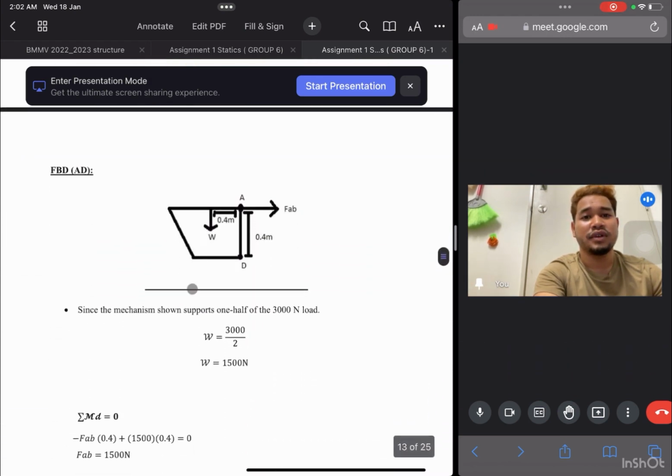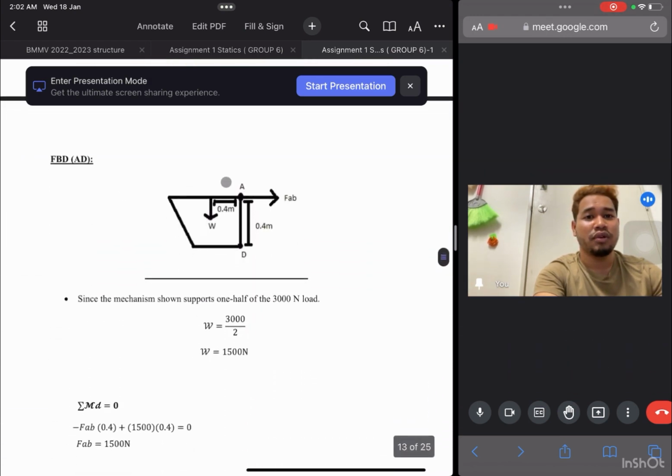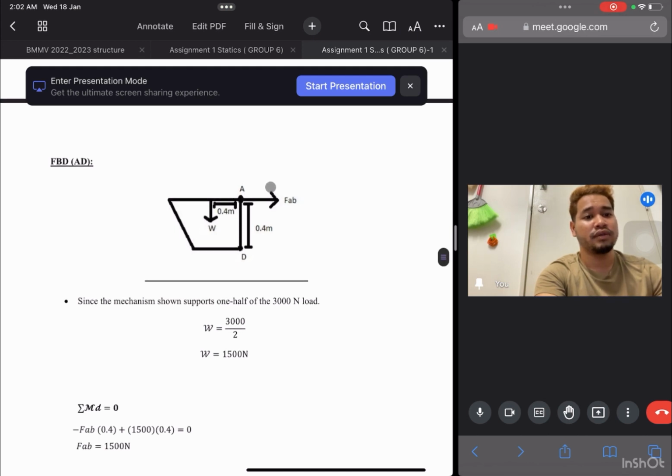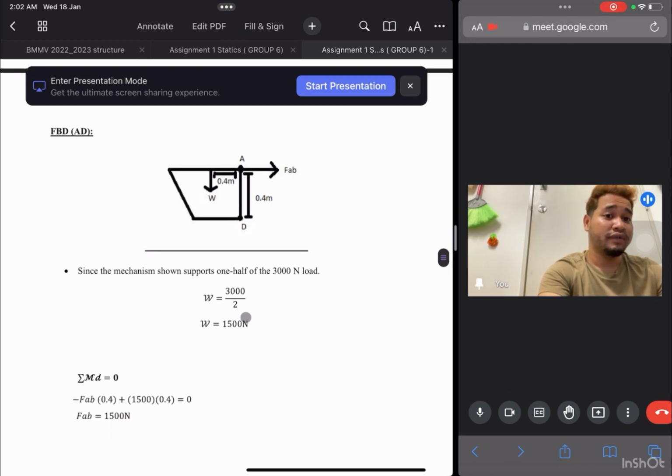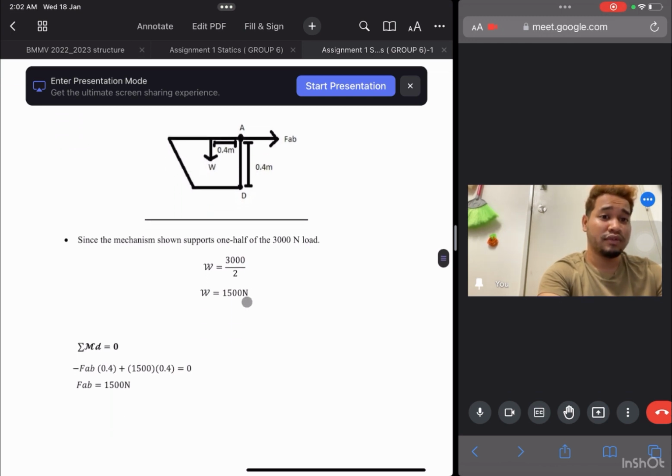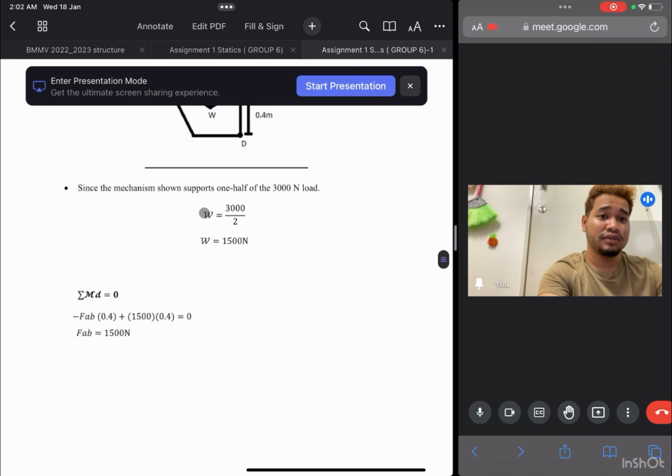Okay, the first one, we make a FBD at point A and D member. Since the mechanism shown supports 1/2 of 3,000 Newton, we divide that by 2 for half. So we got the 1,500 Newton here.